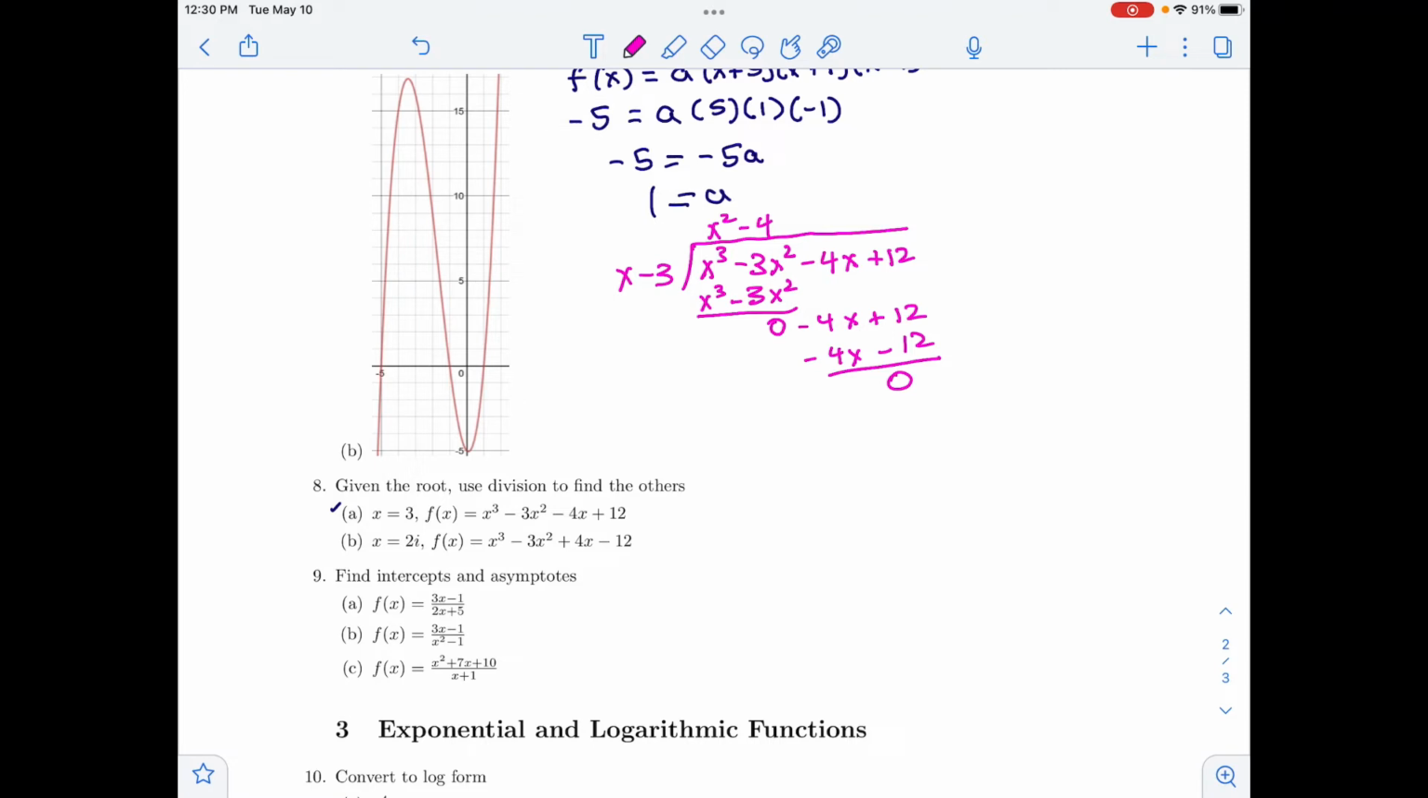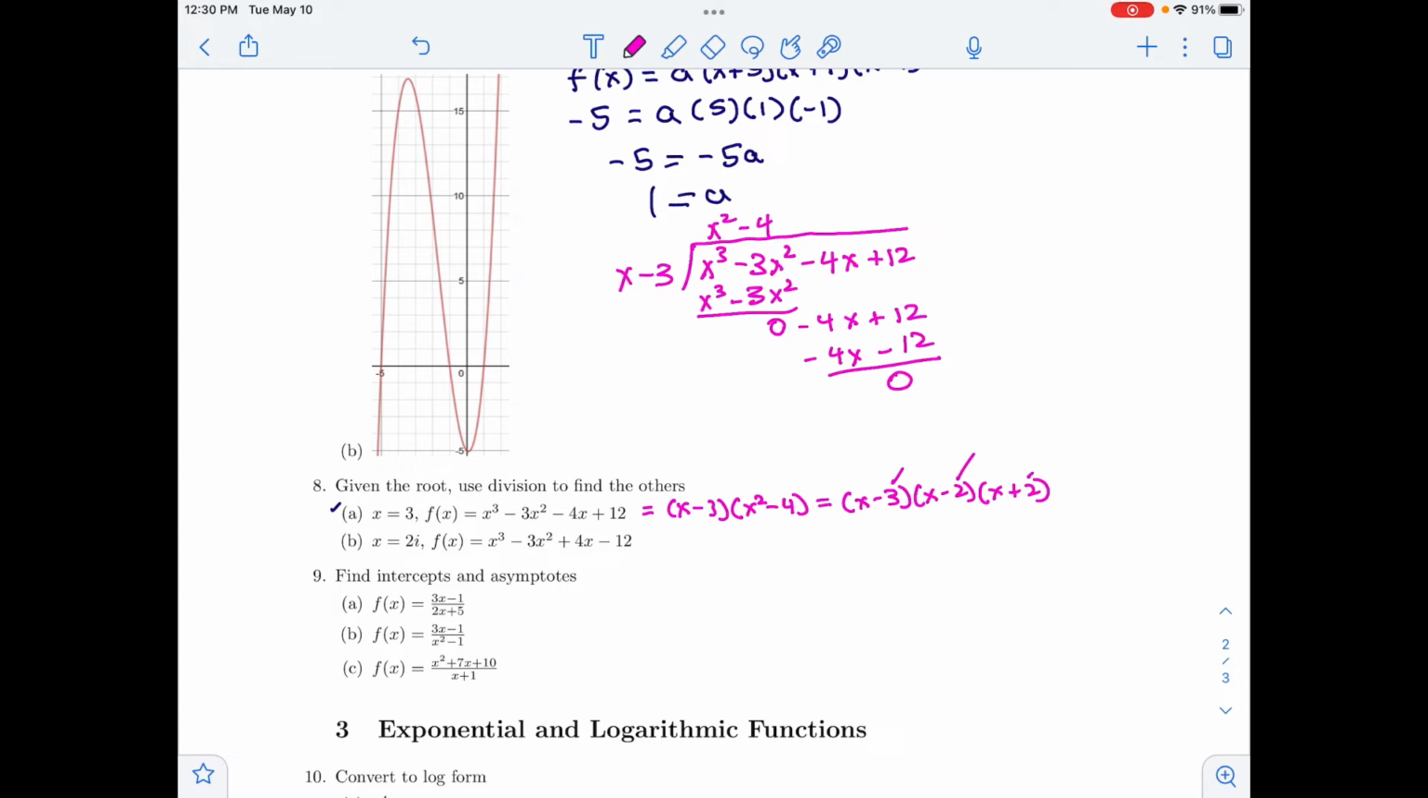So look, here it is. This is x minus 3 times x squared minus 4. Or I could write that as x minus 3 times x minus 2, x plus 2. So now I know that the roots are, one root is 3. I've got a root of 2 and -2.